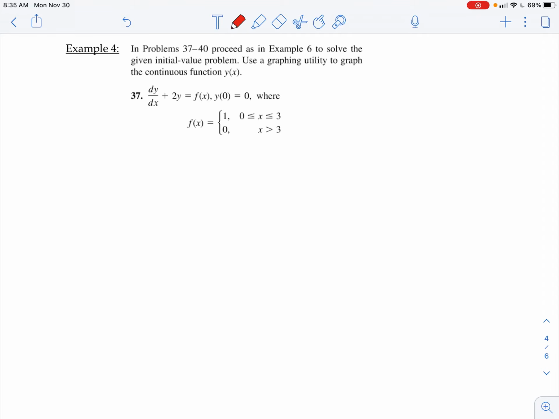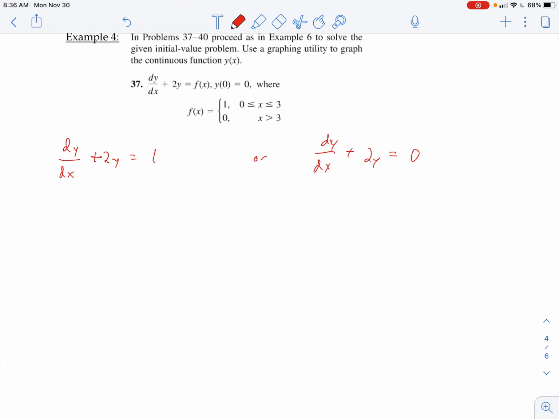So initially what we have is a piecewise defined function with two cases. We have dy over dx plus 2y is equal to f of x, so it's equal to 1 if we're between 0 and 3, or dy over dx plus 2y is equal to 0 if x is greater than 3. All right, so let's go ahead and solve this differential equation for both sides.